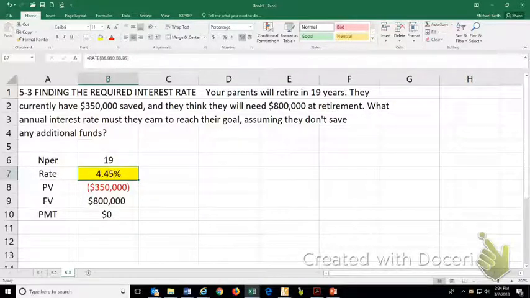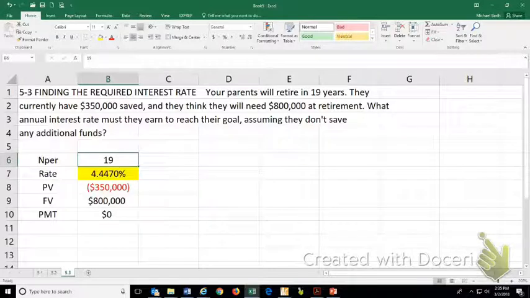Normally you want to show more decimal places to be able to get a better feel, because 4% is a lot different than 4.45%. You could add more decimals if you wanted. So essentially they have to earn about 4.5% to earn that extra $450,000 of interest between now and the end of the next 19 years.